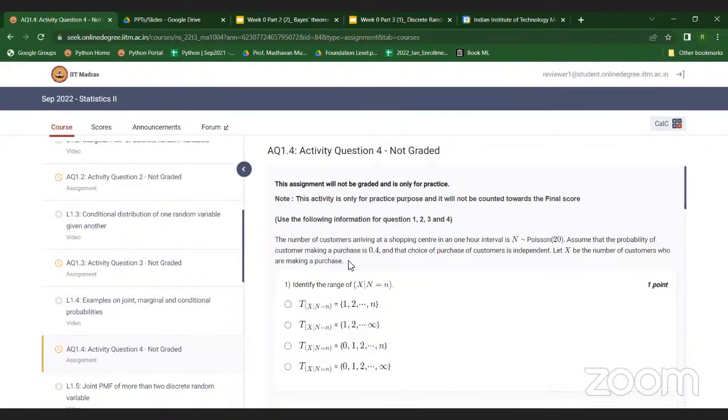I have a doubt, sir. Here the lambda is 20. So can we say the lambda here, 20, means the average number of people arriving in 1 hour? No.